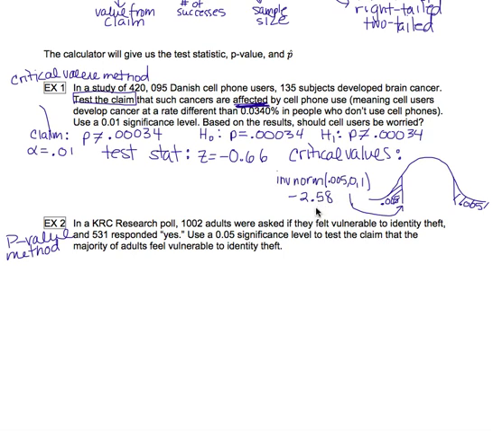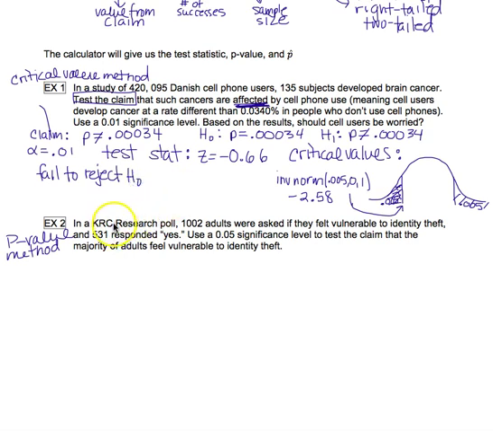So that means that in order for me to reject, I would need for this value, my test statistic, to be below negative 2.58, because only the values below are in this rejection region. So obviously negative 0.66 is not below negative 2.58. So that means that I cannot, so fail to reject is what we're going to say here.